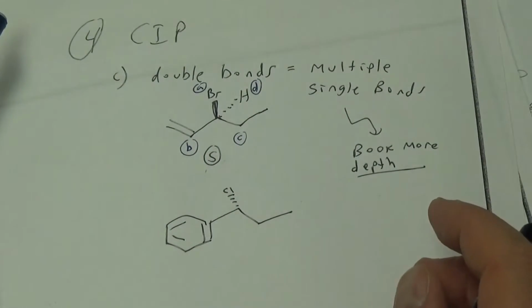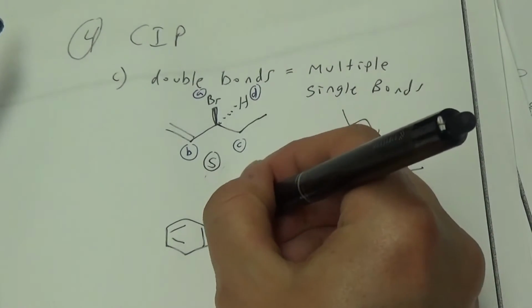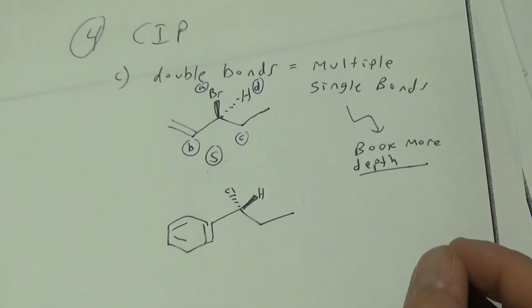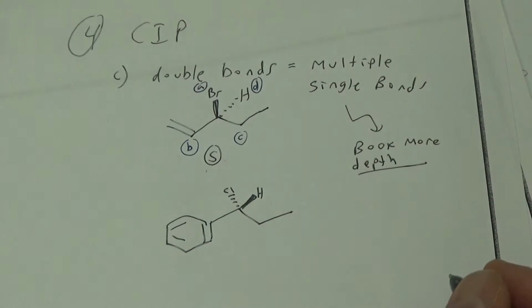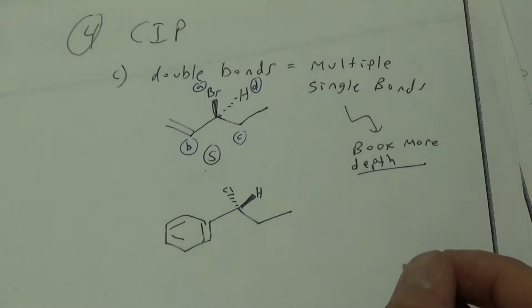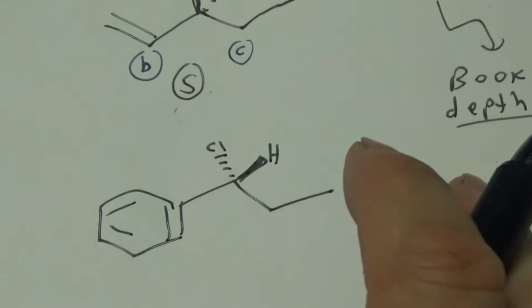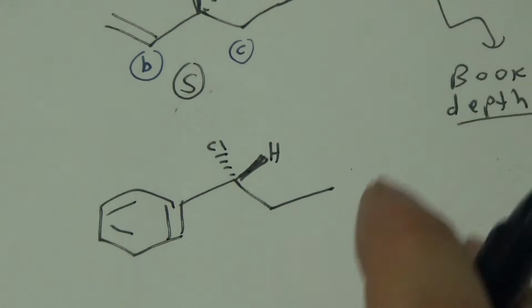With the chlorine going back and the hydrogen coming towards us. Chlorine going back, hydrogen coming towards us, and we get the ethyl out there. Alright, so how do we assign the priorities, and then how do we... Oh yeah, one more thing.